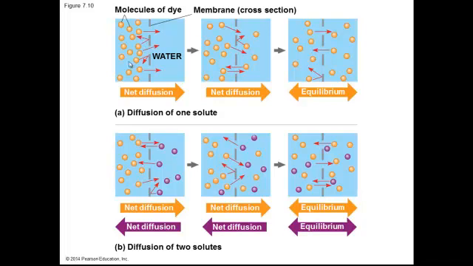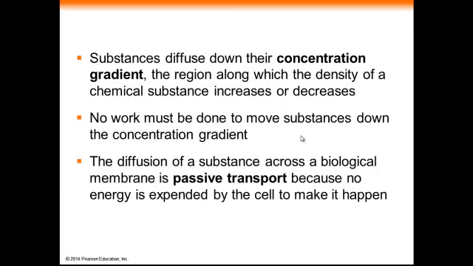Now that's the diffusion of one solute. The same thing can happen with two solutes that may be unevenly distributed. Ultimately, they're both going to flow equally through the membrane and achieve equilibrium. Now, what causes substances to move from one area to the next? Basically, substances will move from an area of high concentration to an area of low concentration. This difference in concentration from one area to the other is called a concentration gradient.